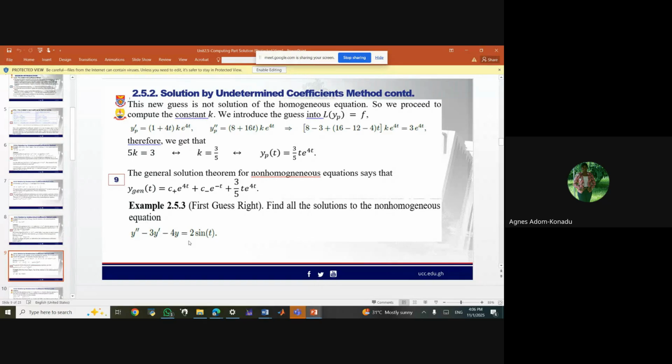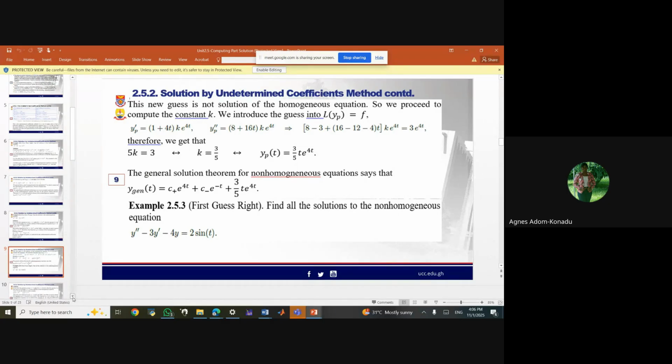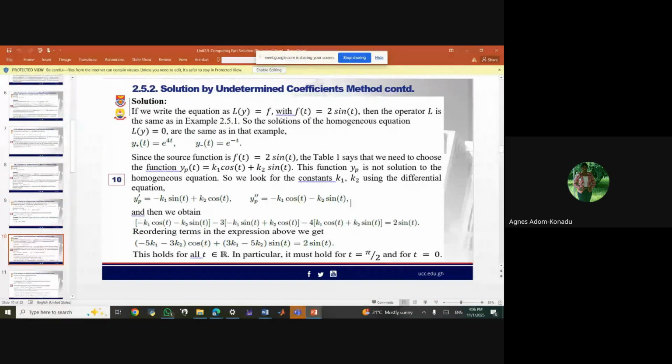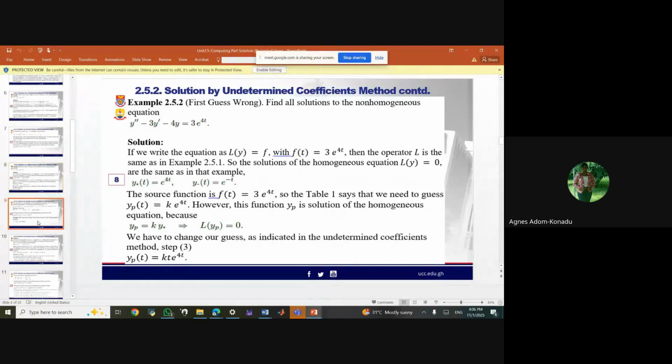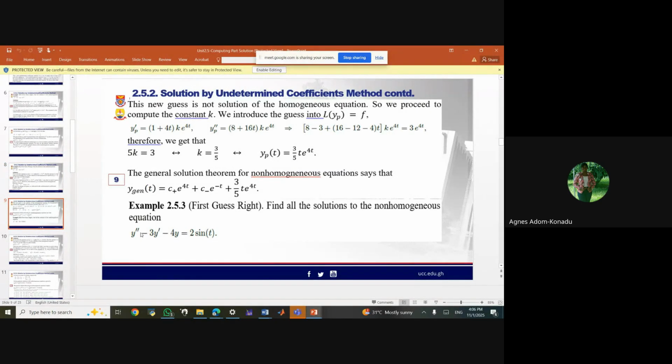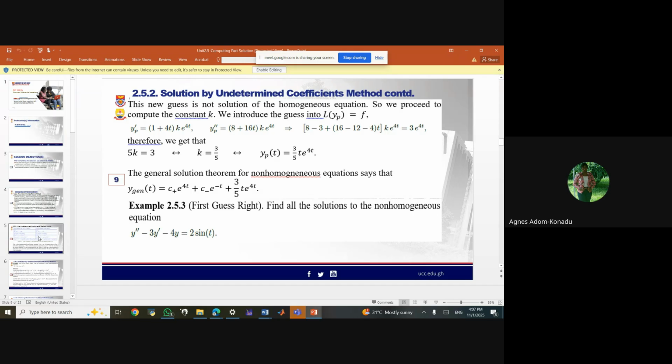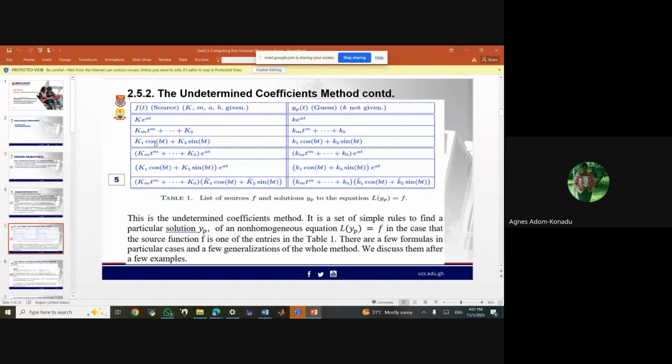Now there's another one. The same homogeneous part, but here the other side is 2 sine t. We know that when you solve the homogeneous part, the roots will be 4 and -1. But this source term is not a solution. So we go to the table. It says that when I have either cos or sine alone, then my guess will be k1 cos bt plus k2 sine bt. So I mentioned that.